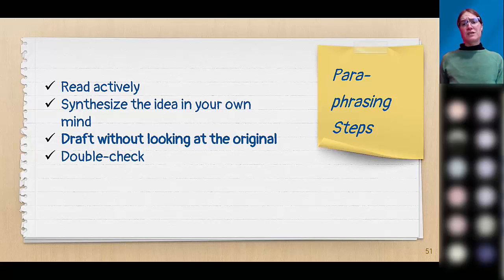My most crucial suggestion for paraphrasing and summarizing effectively is to do so without looking at the original source. This will help you avoid using the exact wording of the original author. So after actively reading, you should synthesize the idea or passage in your own mind before you record it. Think about it. Be sure you understand it. Once you've done that, put the original away and write a draft of your paraphrase in your own words according to your own understanding.